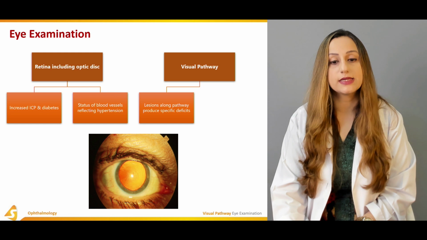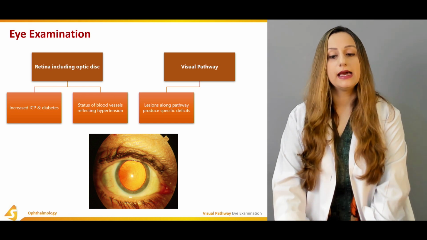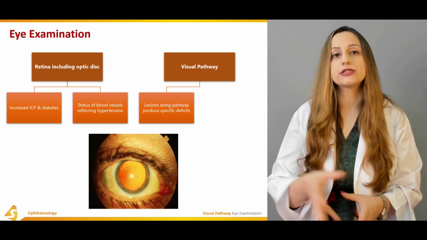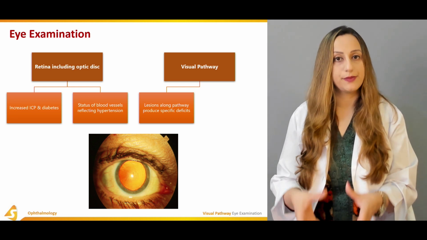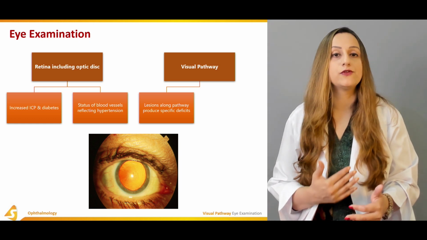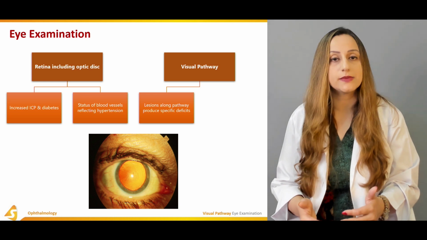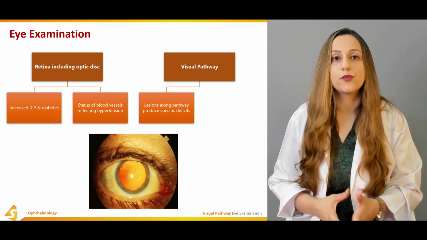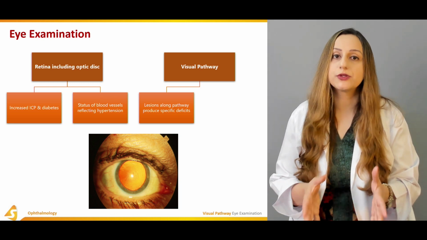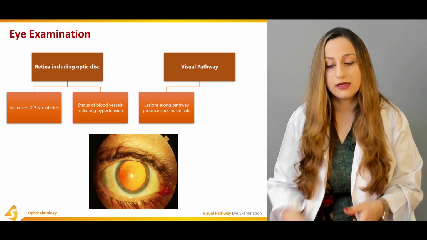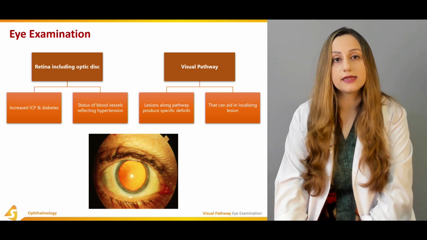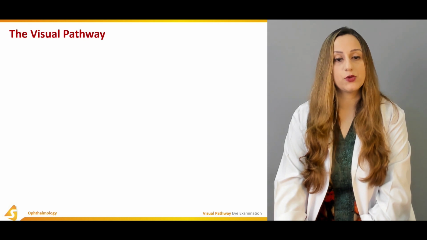Then we have the visual pathways that are tested for this particular patient. The lesion along the pathways produces specific defects. So one should know what is a normal visual pathway, and then we'll be discussing the different lesions at different levels. It can be at the level of the optic nerve, the optic chiasma, the geniculate body, or the occipital cortex, and the defect can be manifested in a particular patient depending upon the level of the lesion. That can aid in localizing this lesion in the pathway.